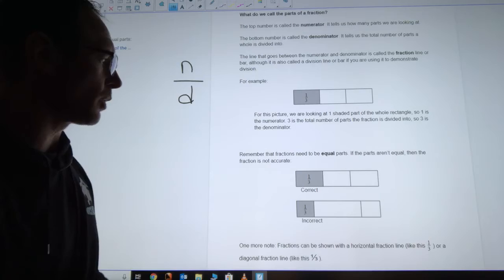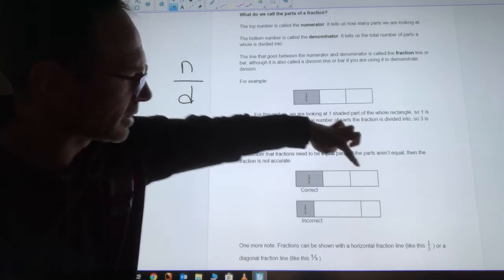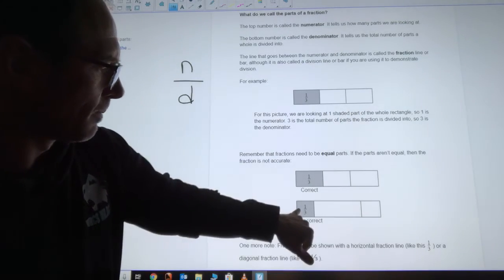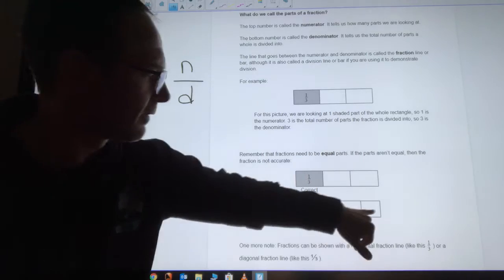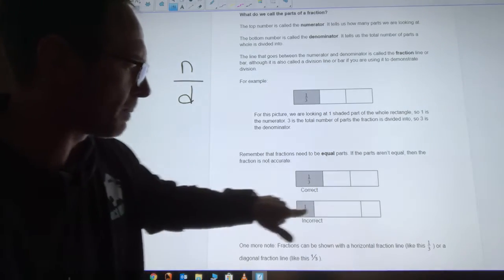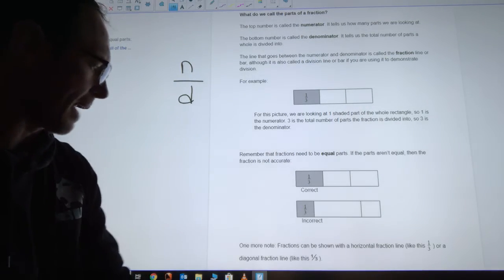If the parts aren't equal, then the fraction is not accurate. So I gave you guys a rectangle that's divided into 3 equal parts. That's 1/3. That's correct. In this case, I didn't divide them into equal parts, so this is not 1/3. Even though it's 1 out of 3 pieces, it's not 1 out of 3 equal pieces. So important to remember that.